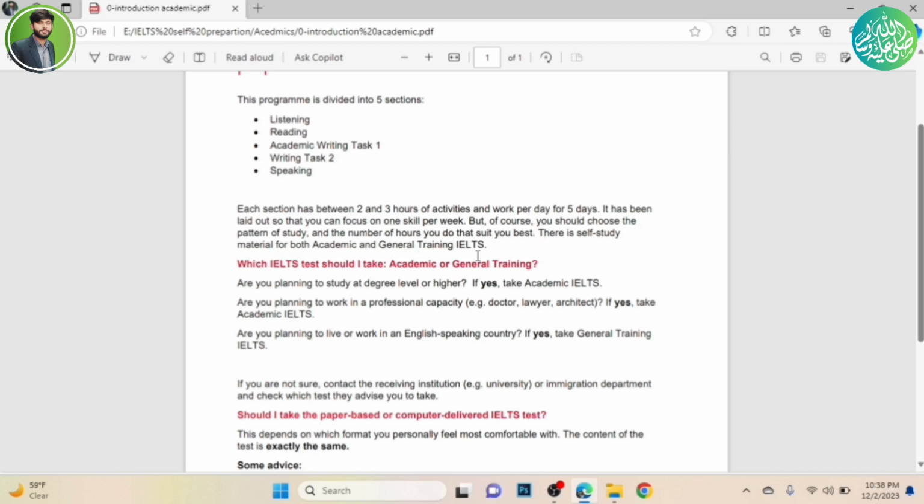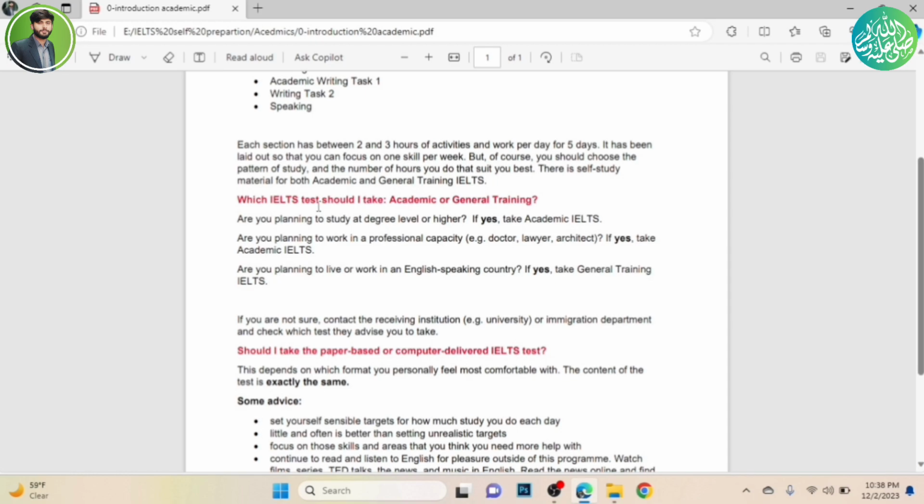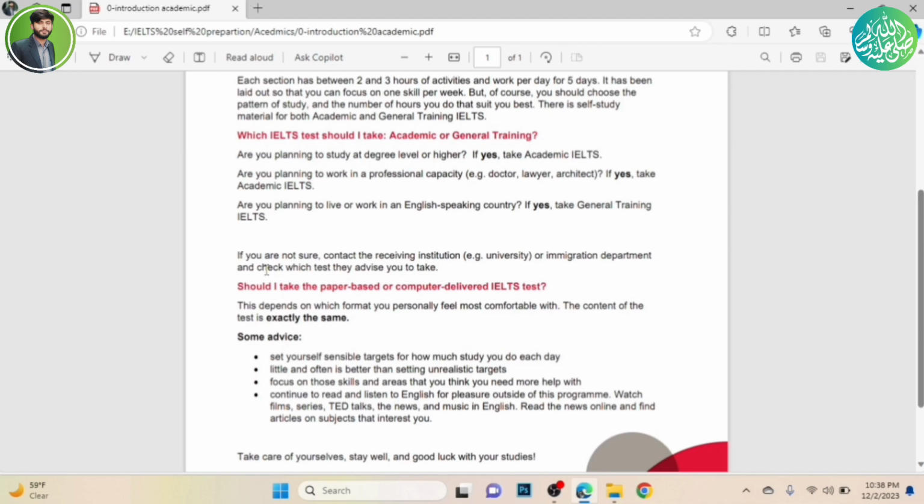You can also read by opening this PDF, and after that you can see which IELTS test you should have, academics or general. We already discussed this, and you can also read it. This is written as the two types of the IELTS. We have already discussed this, and you can scroll down and read further.